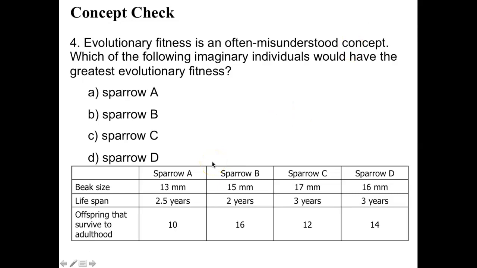When you look at the different sparrows, you see that the beak sizes are different, the lifespan is different, and then the offspring. Since we talked about how you win if you have kids, because your genes are now in the future, you established your genes in future generations, then the sparrow that's best fit in this example is the one with the most offspring. It's sparrow D. Oh, I'm sorry. 16 is the most offspring, so sparrow B is the correct answer. It's the sparrow with the most offspring.